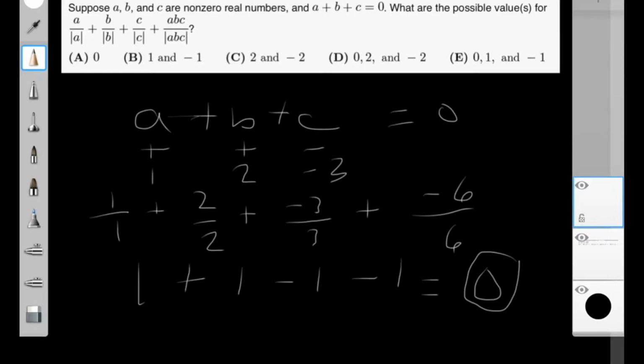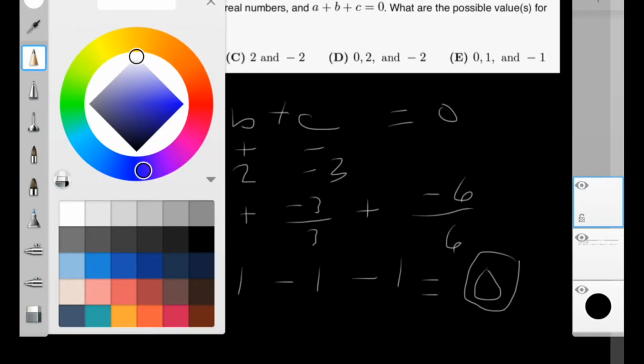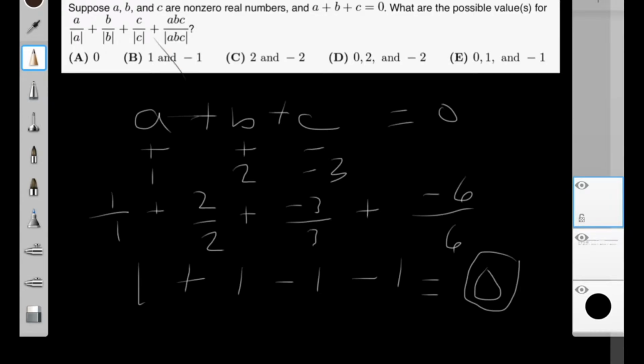So now let's take a look at our answer choices. We can actually already rule out B and C because neither of them has 0, and we've already seen that 0 is a possible value. So let's go ahead and erase all this.